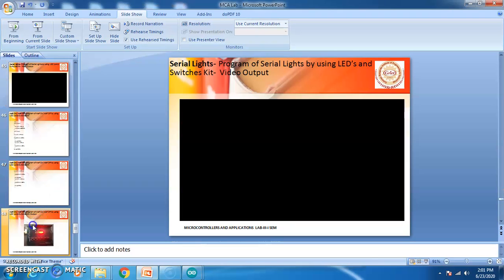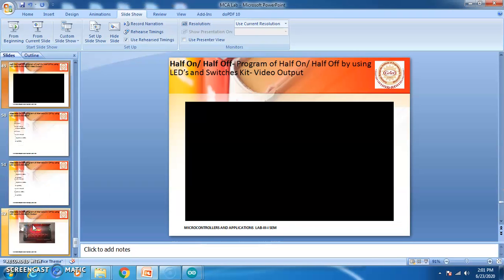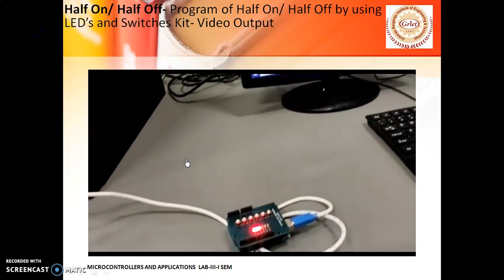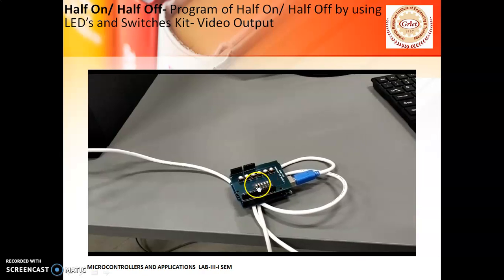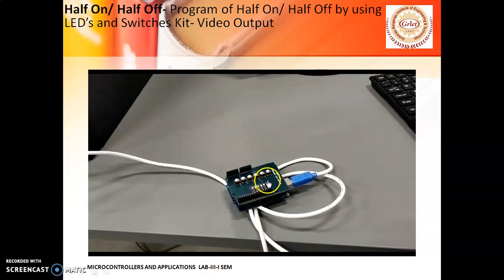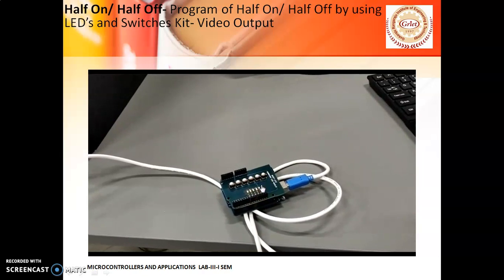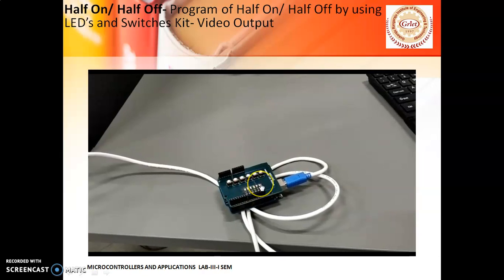The next program you have is about half on and half off. I'll show the outputs. Please try these remaining two exercises on your own, including half on and half off. Let us see the output now. Half the LEDs on, half the LEDs off. Half the LEDs on, the remaining half off. Like this, you have to show the output as half on and half off.